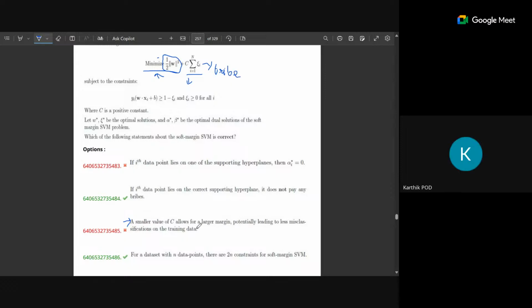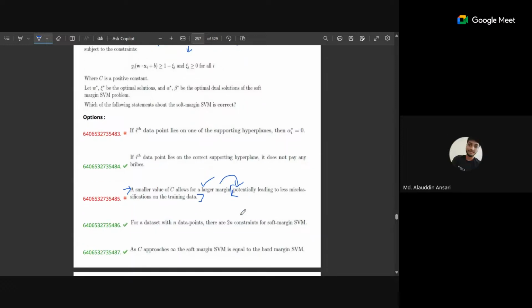So it says smaller value of C allows for a larger margin. That part is correct. So a smaller value of C means your margin can be large, but the next part may be incorrect. So potentially leading to, no, it will lead to more misclassifications, right? Because the margin is large. They are two separate things. No, it is asking whether we can conclude from that. So we can't.